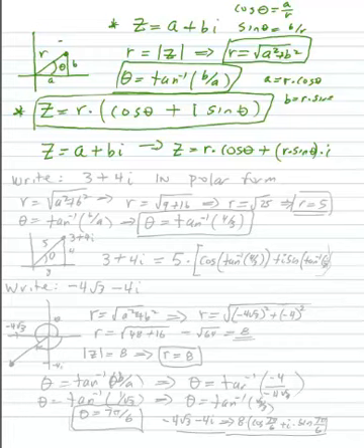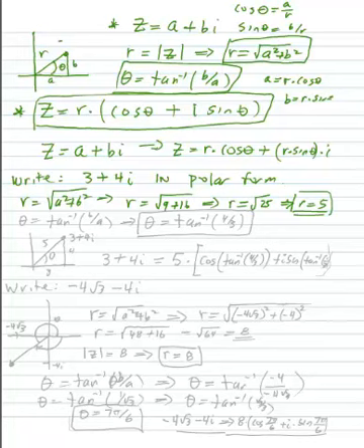So let's write the number 3 plus 4i in polar form. Well, again, it starts by finding r, the square root of a squared plus b squared. So r is equal to the square root of 9 plus 16, which simplifies as r is the square root of 25, or r is equal to 5. So there's our directed distance, our modulus of that complex number z.